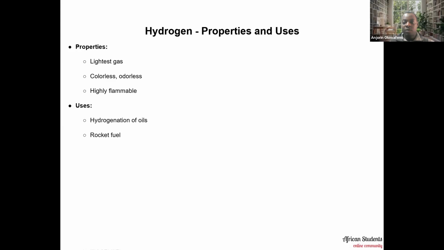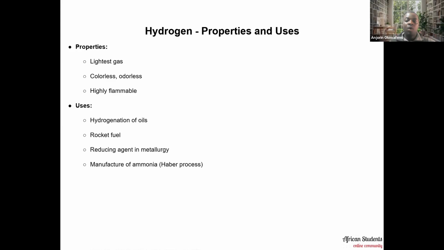Also, as a rocket fuel, hydrogen is a very important component in rockets. It's used as a fuel to propel rockets. It is also used as a reducing agent in metallurgy.